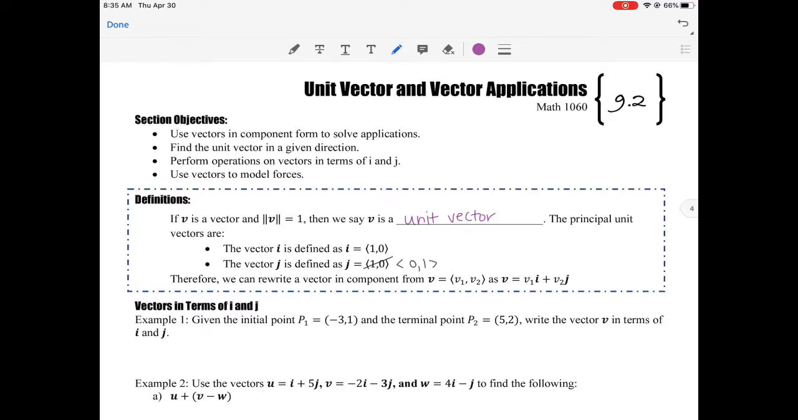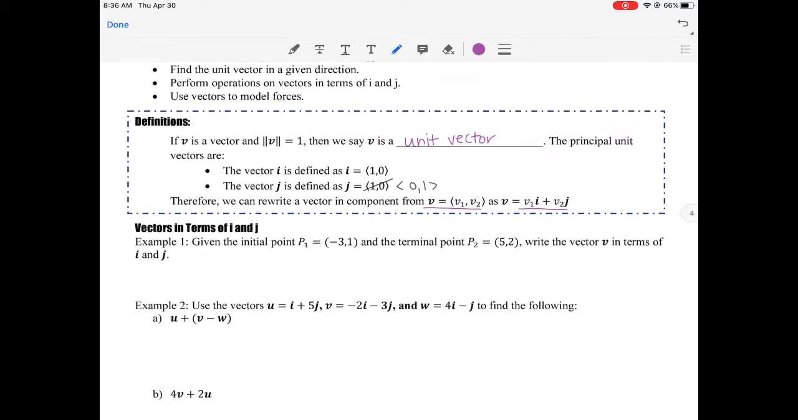If we're talking about the y, we're talking about up 1 in the y direction, that's going to be the unit vector j. So they're just saying here, hey, if we think about our vectors, how we wrote them last time, they could be written in terms of components of just how far x and how far y they are going. So let's look at this first example. I give you an initial and a terminal point. So we start here at negative 3, 1, and we end at 5, 2. And we want to think about the vector in terms of i and j.